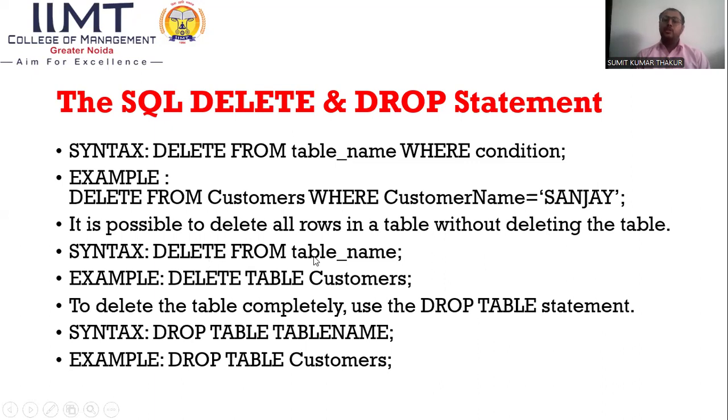That is DELETE FROM, we just have to write the table name. It will delete all the records from the customers table, but it will not delete the structure which is defined by the DDL command. For deleting the structure or the table itself, we have to use the drop command. To delete the table completely, what do we use? The DROP TABLE command, which is DROP TABLE table_name. It will delete the entire structure from the database.